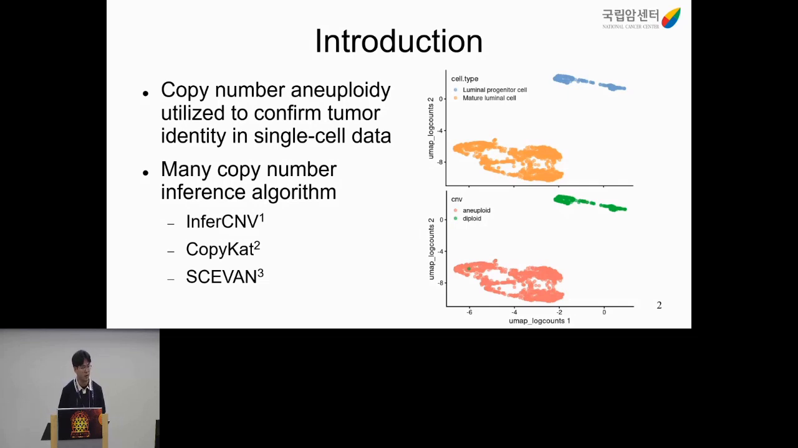However, if you run the copy number inference and lay it on top of it, you can see one of the clusters is clearly aneuploid over the diploid state. Therefore, one of them is tumor and the other one is not. There are many copy number inference algorithms, most famous being InferCNV, and there are other generations such as CopyKAT and SCevan.